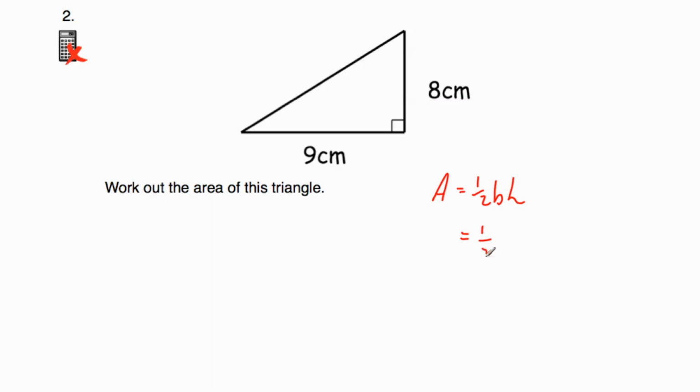So we're going to do half, and then we're going to do the base times the height, so that's 9 times 8, and 9 times 8 is 72, so we're going to do half of 72, and then half of 72 would be equal to 36, because half of 70 is 35, half of 2 is 1, add them together is 36. So the answer would be 36 centimeters squared. So therefore that triangle is 36 centimeters squared.